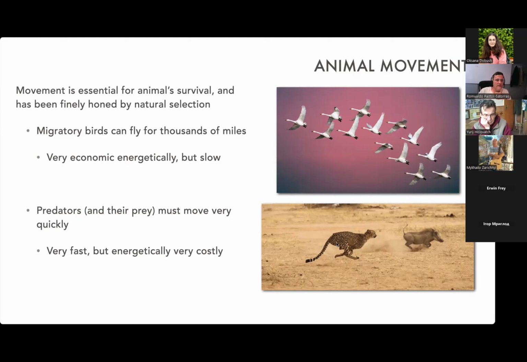For example, predators that have to catch the prey in a run, maybe 100 kilometers an hour for a few seconds, and the prey, that obviously want to avoid being eaten, have also developed speed to evade the predator. So this is something that is very costly energetically. They move very fast, but they can move only for a few seconds.